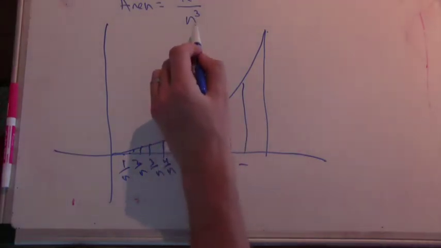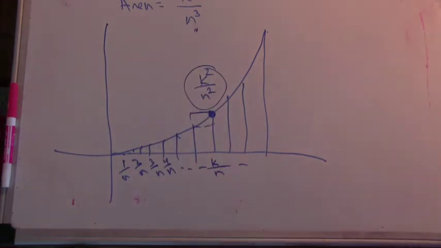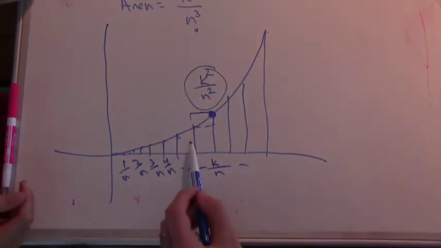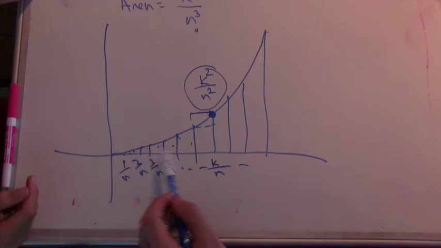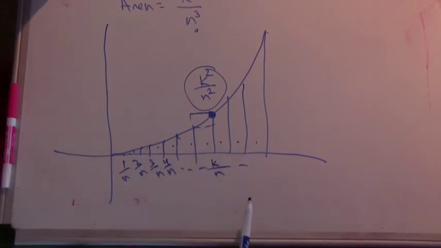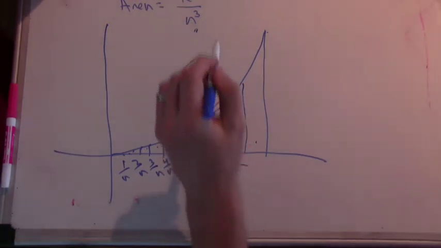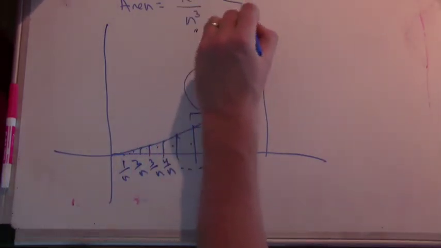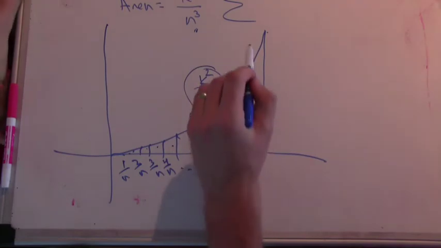And what do we need to do for all of these areas? We need to add them all up. Do you know the symbol for doing that, adding them all up? There's a shorthand. It's just some symbol.